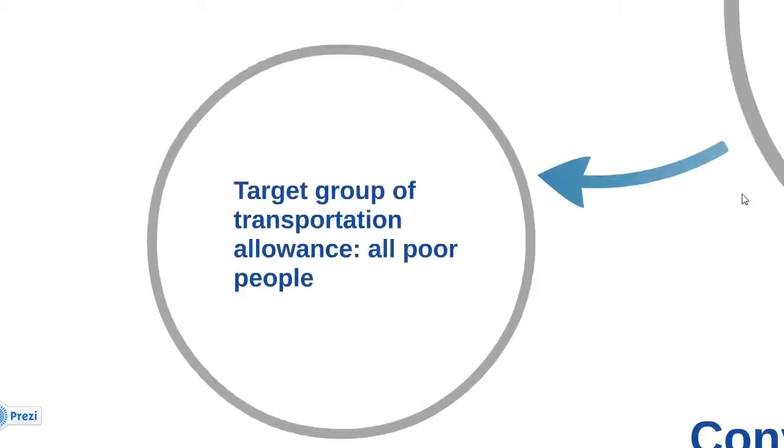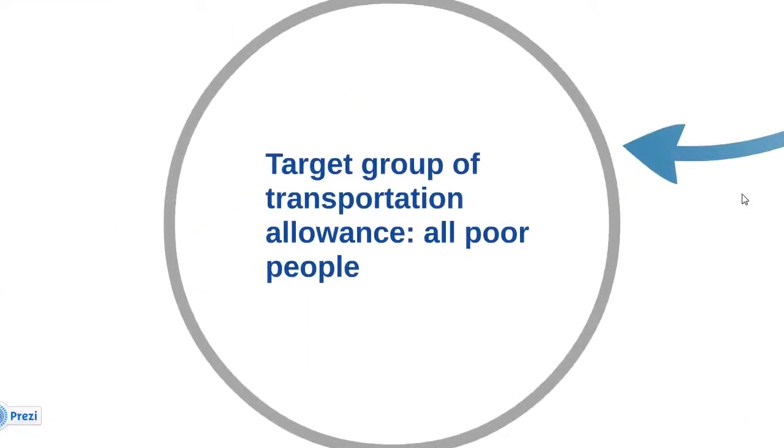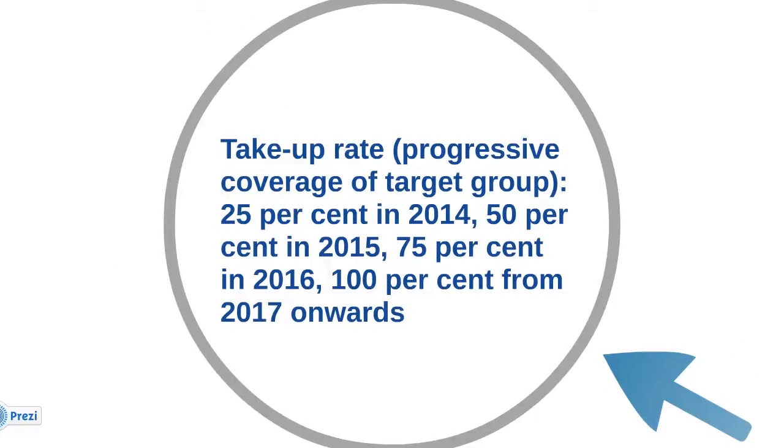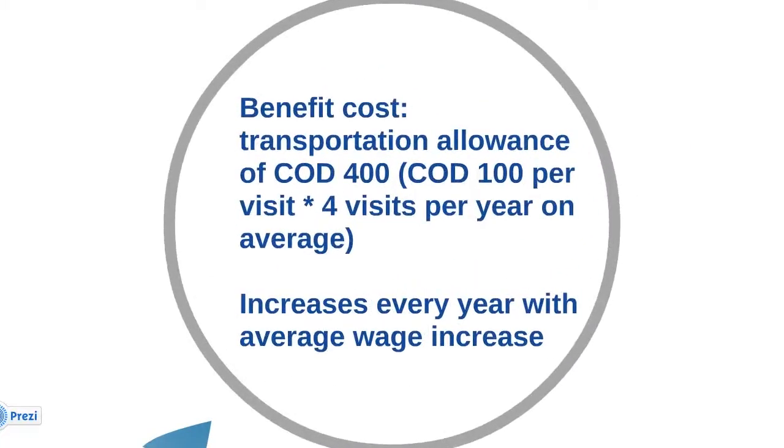The target group for the transportation allowance is all poor people in the country. The take-up rate is assumed to grow progressively from 25% in the first year of implementation, for example in 2014, to 100% in 2017. While defining the transportation allowance, we can assume that on average, each beneficiary makes 4 visits to a hospital or healthcare center, and the cost of traveling both ways is 100 dynes. Thus, the total allowance in a year is 4 multiplied by 100.